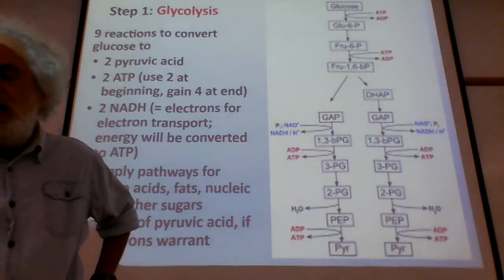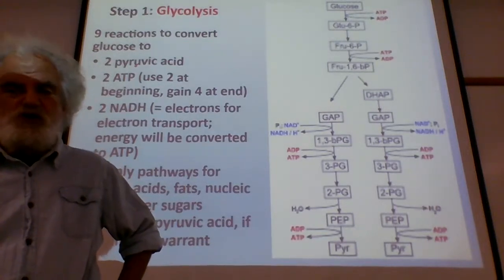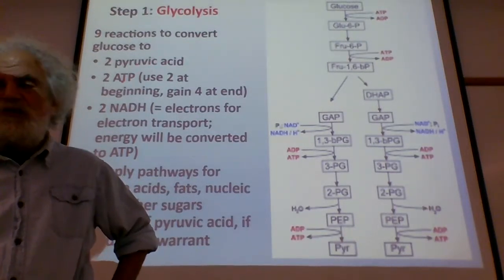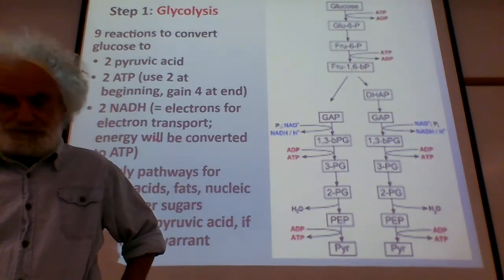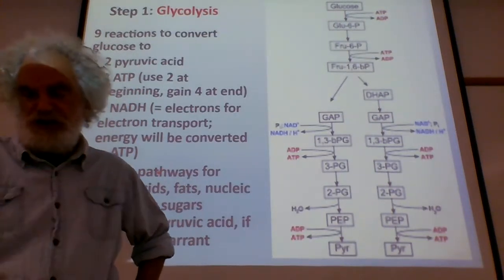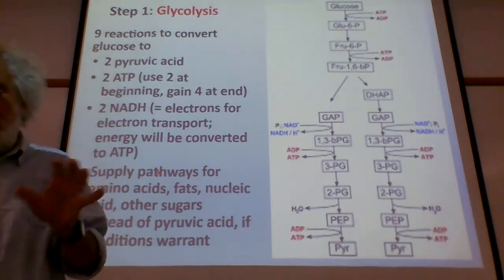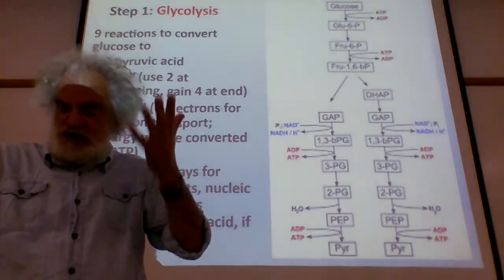So glycolysis is converting glucose to pyruvic acid. We generate 2 ATP, and we generate the 2 NADH. And now we have all these different kinds of metabolic intermediates that if you do need to make other things, you can do that too.